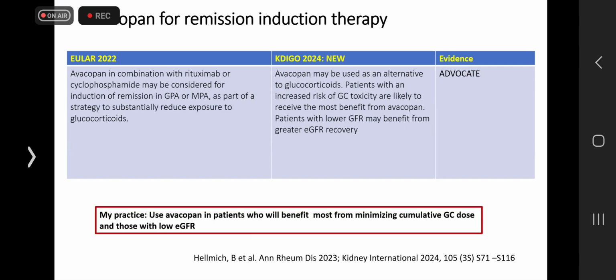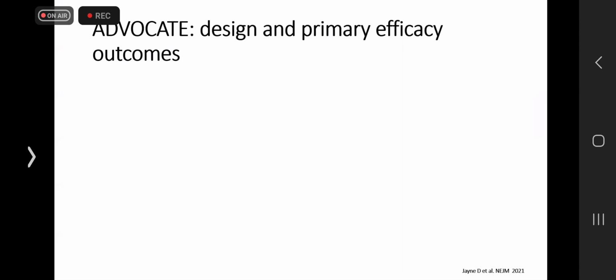And the evidence, so my own practice is I offer avacopan, I would say, to almost all patients, because I don't think anybody can say that there is nobody who will benefit from reducing steroids. But mostly in patients who are at high risk for glucocorticoid toxicity, I've been using it, and also in patients with low baseline GFR at entry, I think avacopan is a very attractive option.